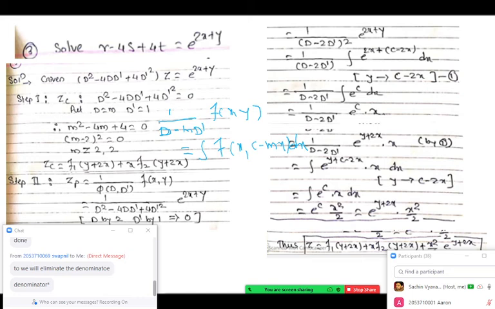So that's the rule. To remove this operator, in previous cases we were replacing D by a and D dash by b. That is the shortcut rule there. So that is the rule of the general method. When we have to operate the factor 1 upon D minus mD dash on f of x, y, it is just the integration of f of x comma c minus mx dx. That's what you have to remember.